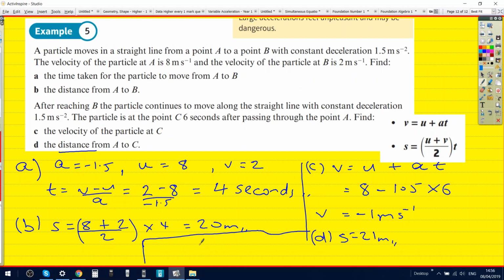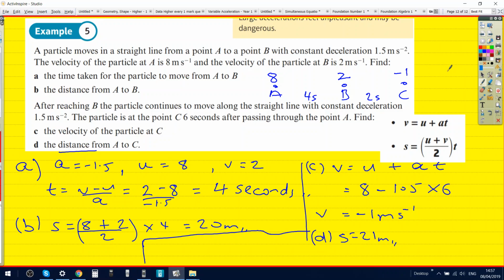Let's see. Okay. So let me just see. So you have A, B, and C. From A to B, the time is 4 seconds. And then from A to C, it's going to be 6. And so B to C is 2 seconds. So the speed at A is 8. The speed at B is 2. Speed at C is minus 1.